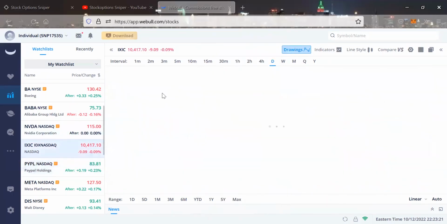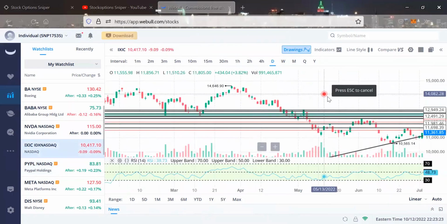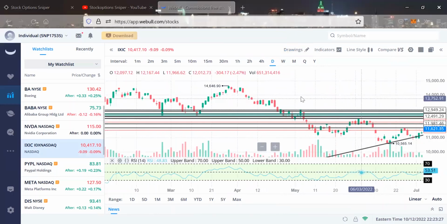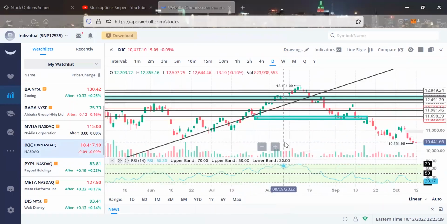Right? Let me find a clean chart. IXIC. Look at this. Hang on. This is a great example. I used to trade retail. Literally, this is what I do. How can you understand this? Look, oh my god, this is so beautiful, because I used to trade like this. Look at this, IXIC, right? I used to trade this.